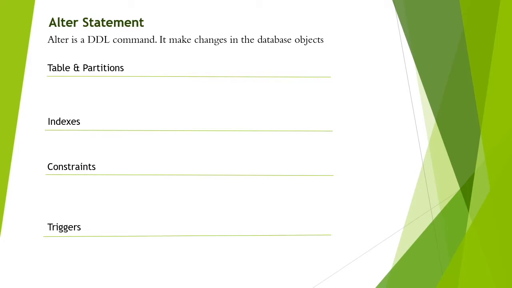Now we will go one by one, and first we will see what possible actions we can do on tables and partitions using the alter statement. Adding, removing and modifying a column can be performed using the alter statement. Also we can reassign and rebuild a table partition. So let's see in the example.